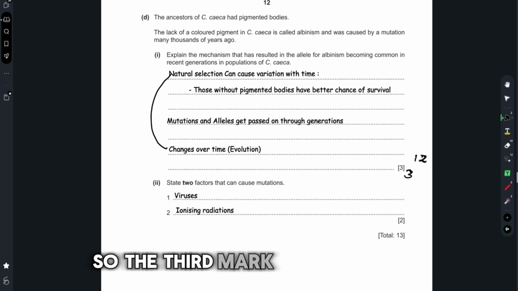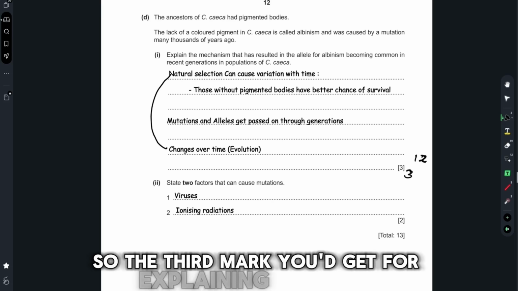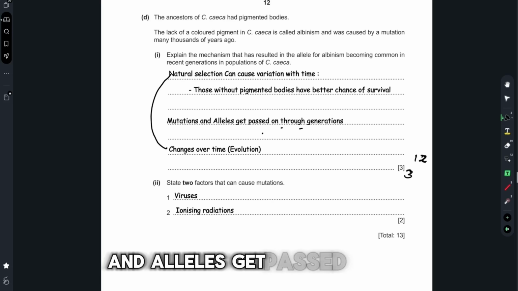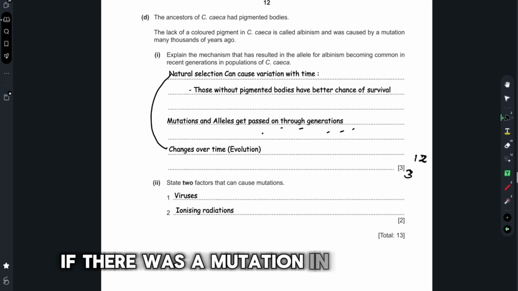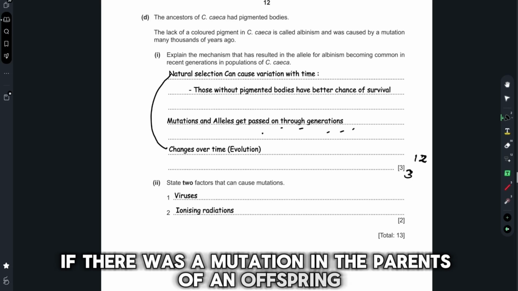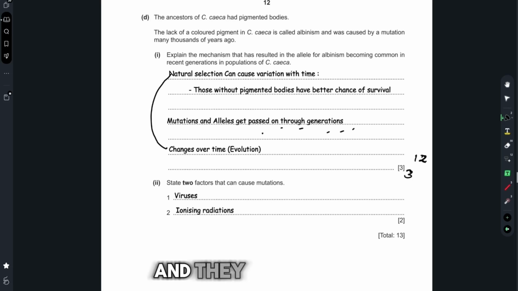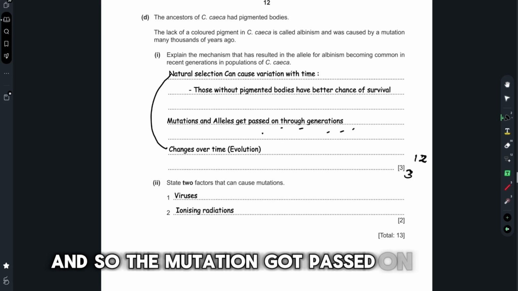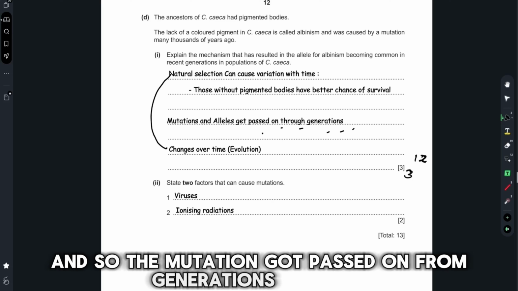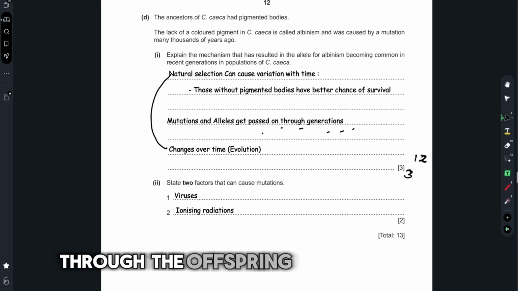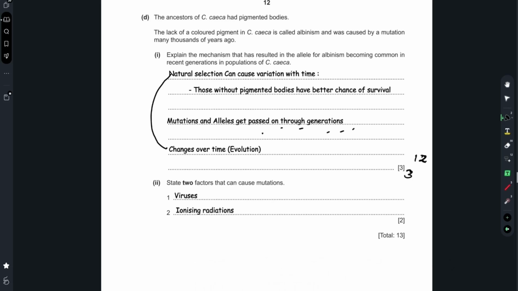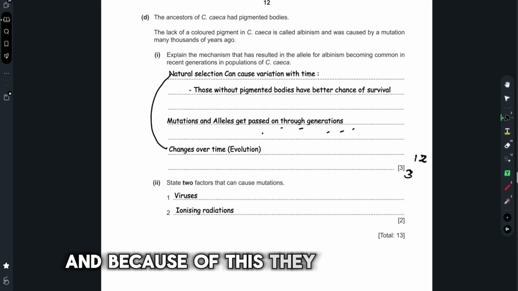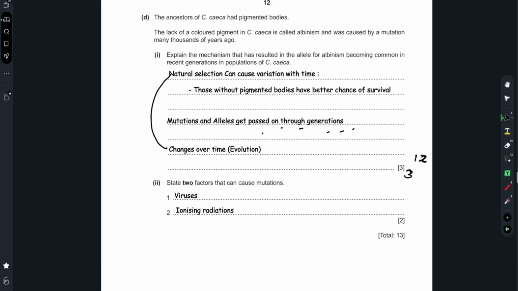The third mark you'd get for explaining that mutations and alleles get passed on through generations. So you could say, if there was a mutation in the parents of an offspring, and they reproduced, the mutation got passed on from generation to generation through the offspring, and this caused the variation. And because of this, they do not have pigmented bodies anymore.